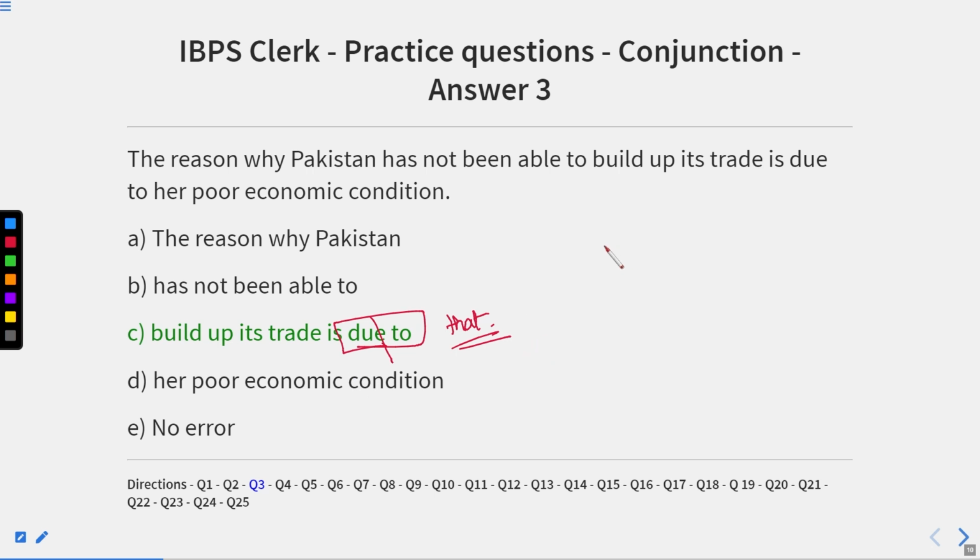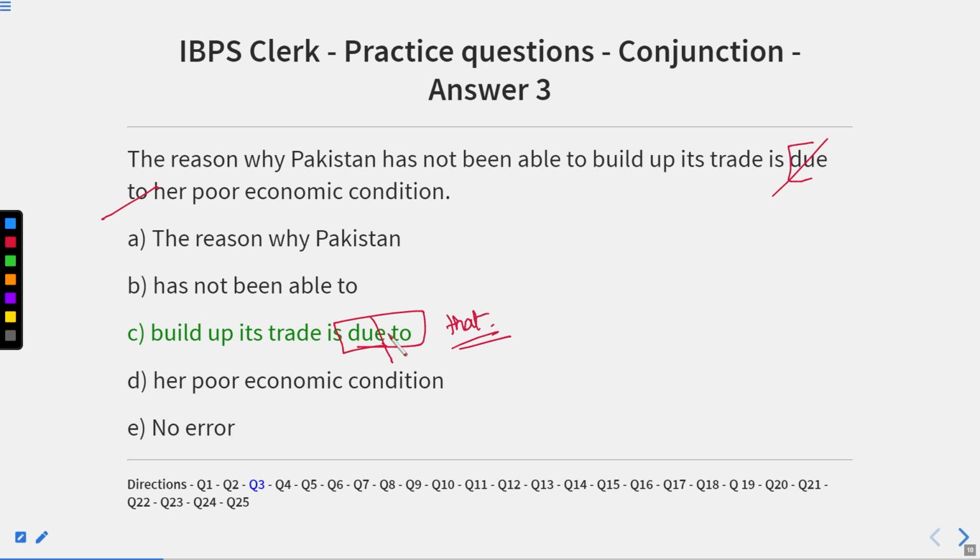The correct sentence will be, "The reason why Pakistan has not been able to build up its trade is that her poor economic condition", or "is her poor economic condition". We can also simply remove "due to". After that as well, the sentence is absolutely correct. So the error in this sentence is C. In this part, whether we write the word "that" or remove "due to" is equal.